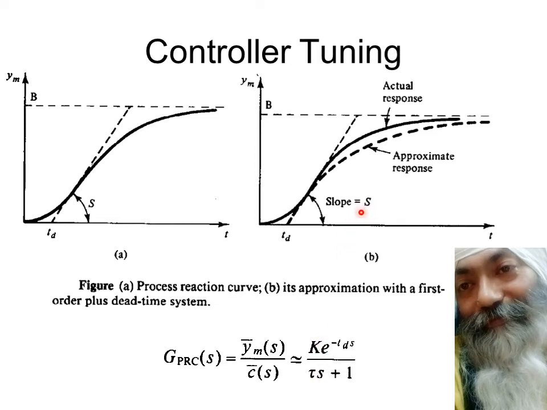Do not confuse this S with this s. This s is for the Laplace transform. This is a small s, and this is the slope capital S. These two are not interchangeable. So this S is equal to b upon tau. Therefore you can always calculate tau as b upon S, just the converse. So this is what we are going to see in the next slide.